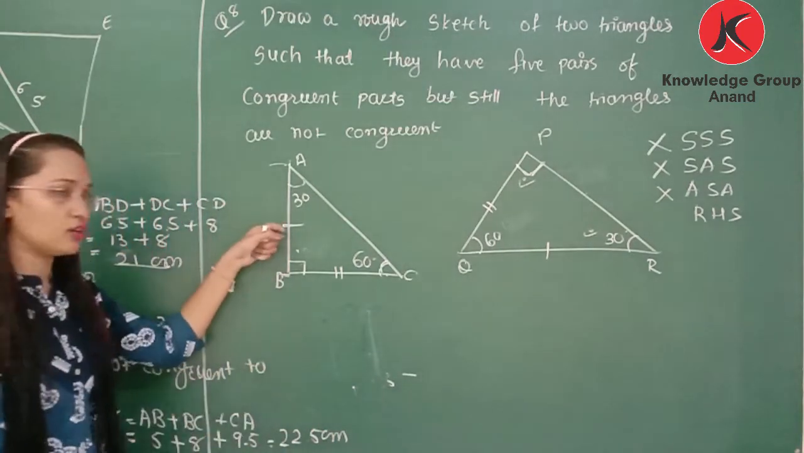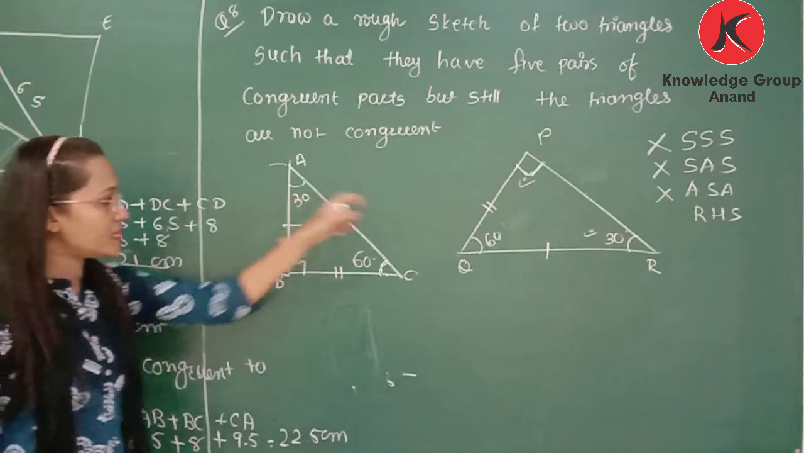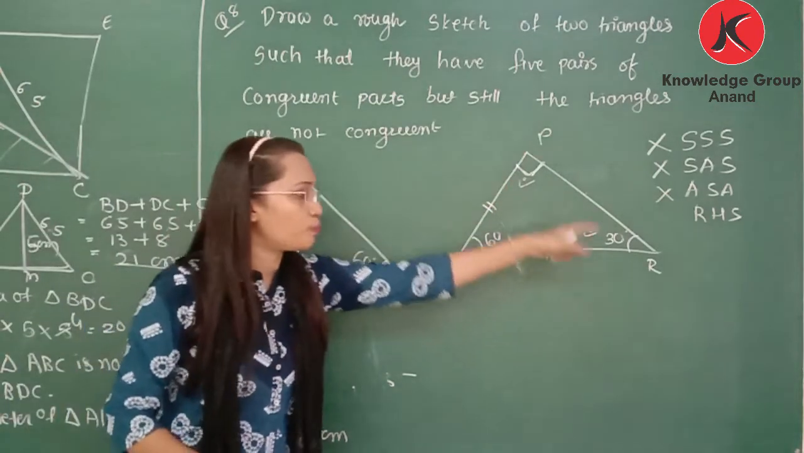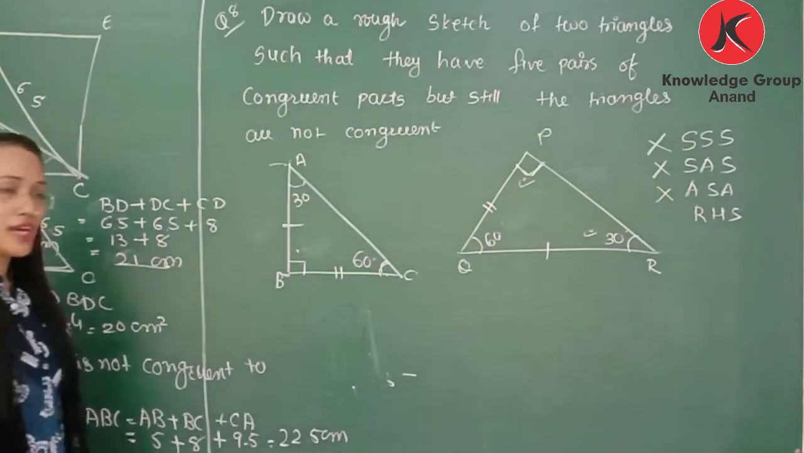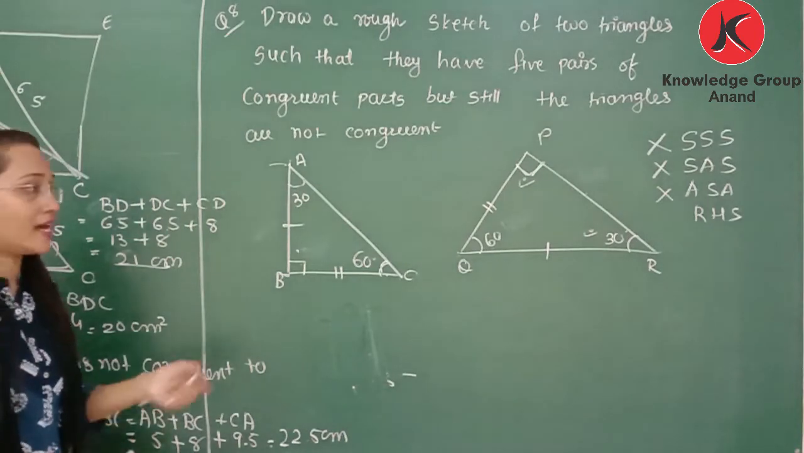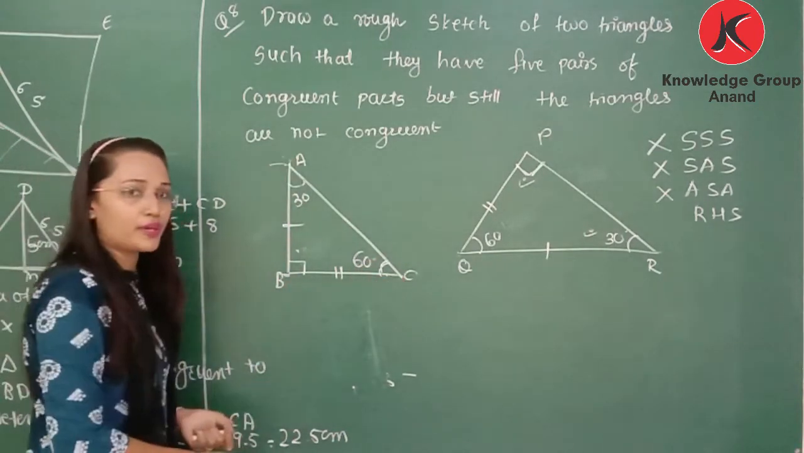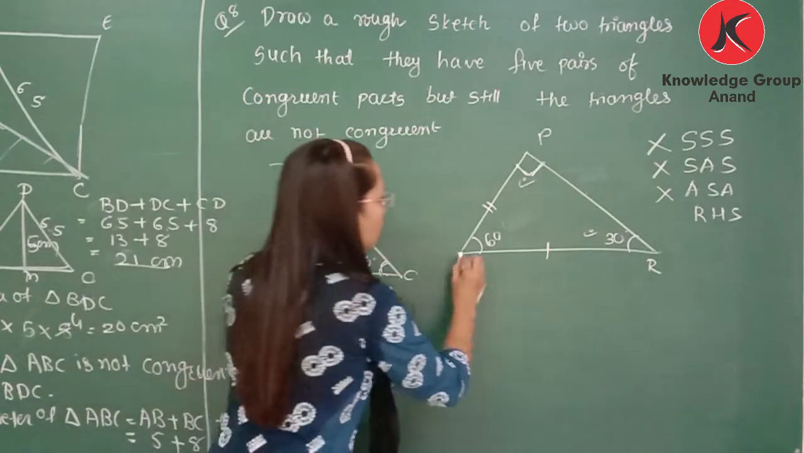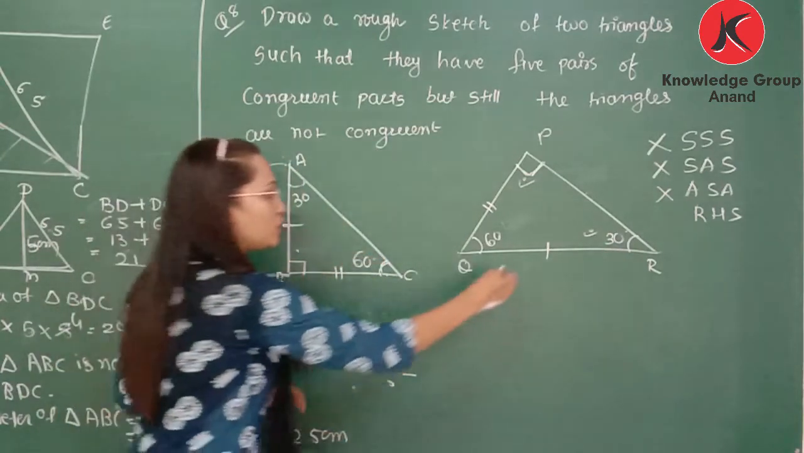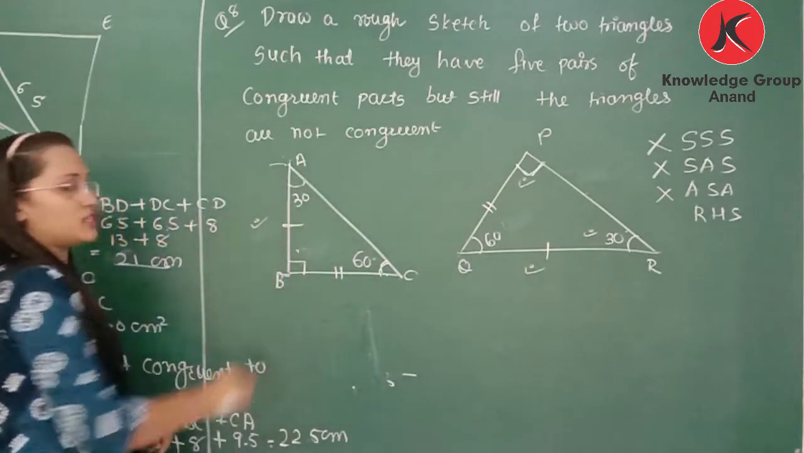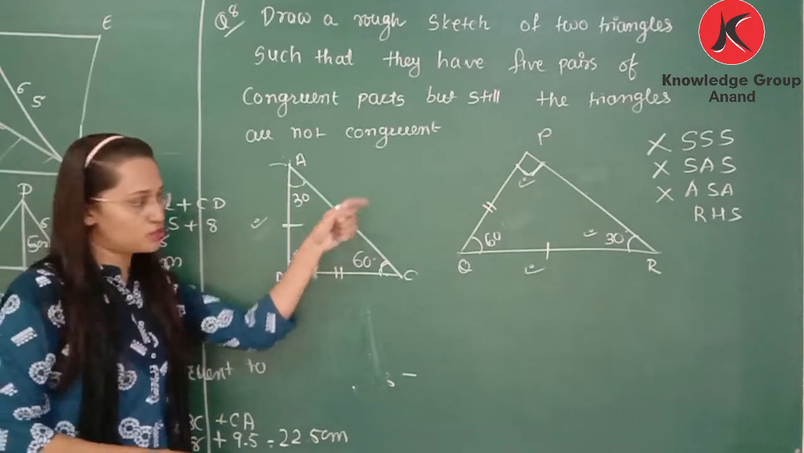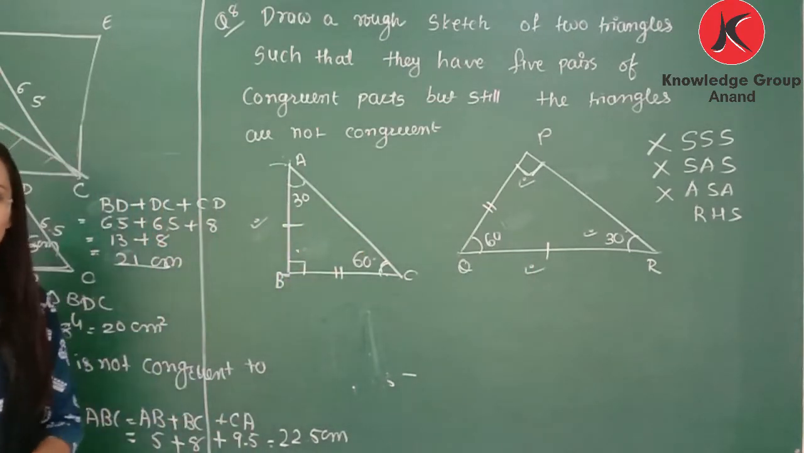Clear? Because here the included side is AB and that is equal to QR, not PR. Clear? Now check RHS: right angle, hypotenuse and side. So here AC will be the hypotenuse and here QR is the hypotenuse, but QR is equal to this side, not equal to the hypotenuse. So again we cannot apply the RHS rule.